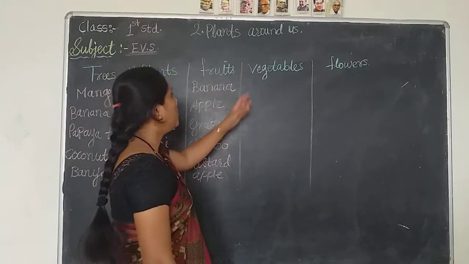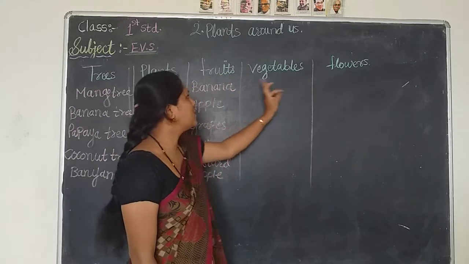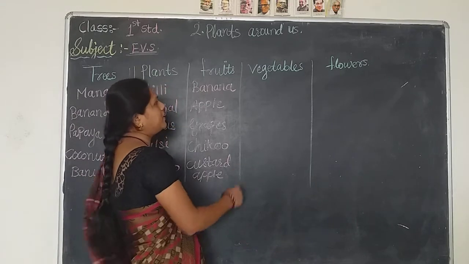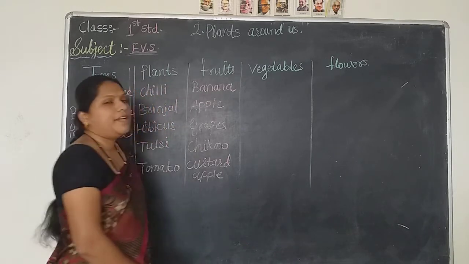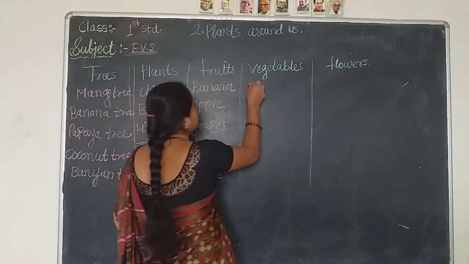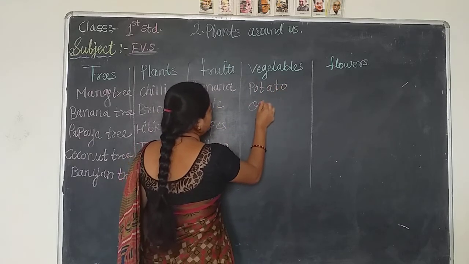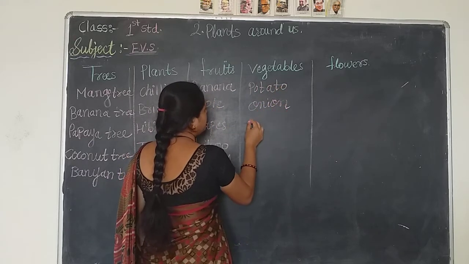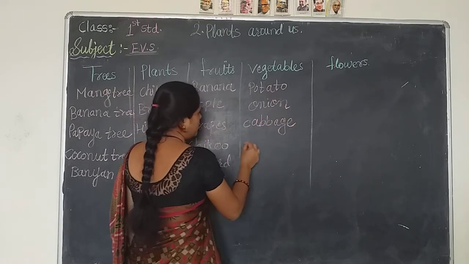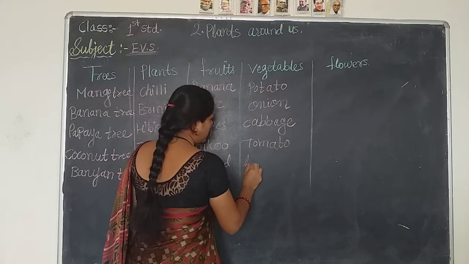So we will start our new topic, vegetables. Fruits, vegetables, and flowers come from trees and plants. So tell me the different types of vegetables which you are eating daily at your home. Different vegetable names are potato. Yes, potato. You have to write here. Potato, onion. Next vegetable is cabbage, tomato, ladyfinger.